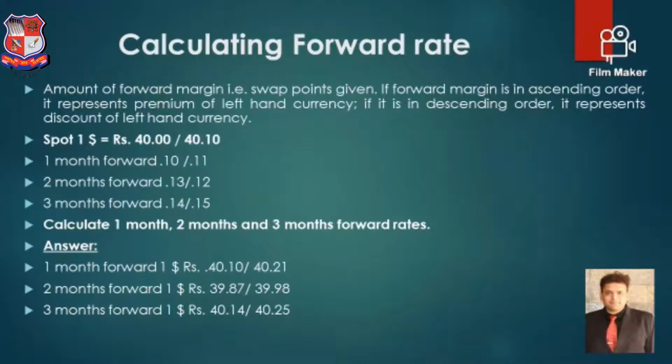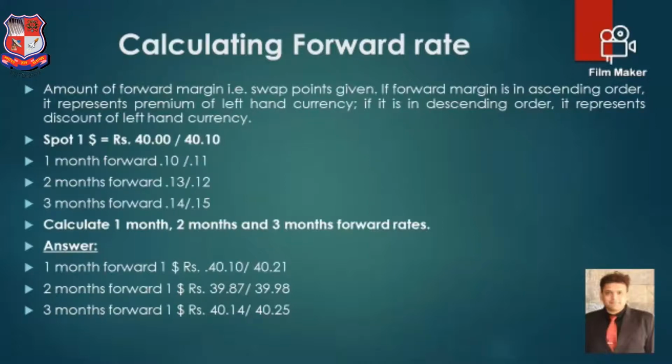It is ascending, that means after 1 month the dollar is selling at a premium and the rupee will be at a discount, so we will add this. The 2 month forward rate is 0.13 and 0.10, that means the dollar will be selling at a discount. And the 3 month rate is given as 0.14 and 0.15, that means ascending, so again the dollar will be selling at a premium. This is what the interpretation is.